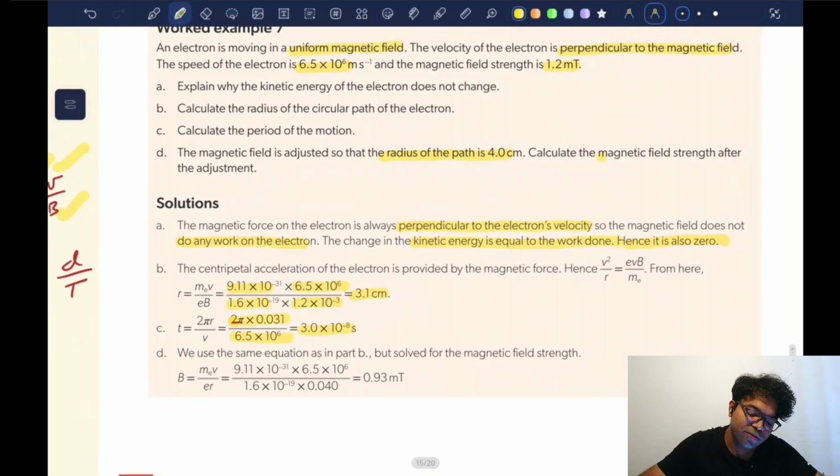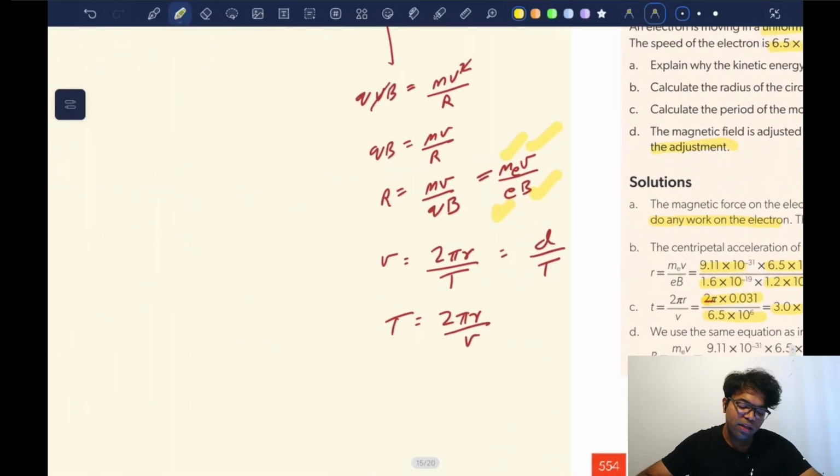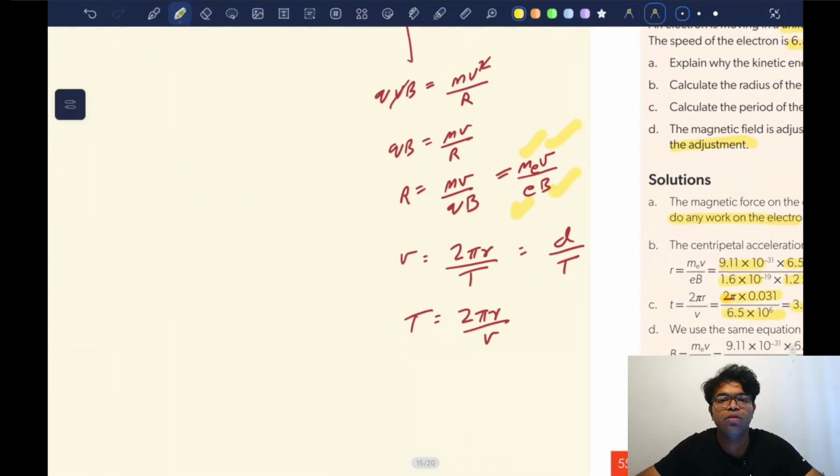Calculate the magnetic field strength after the adjustment. Now, actually, I'm going to ask you a simple question. How is the radius in the magnetic field affected? Look at the formula for radius. R is equal to mass into velocity upon q into B, right? So, can I say that the radius is inversely proportional to my magnetic field?